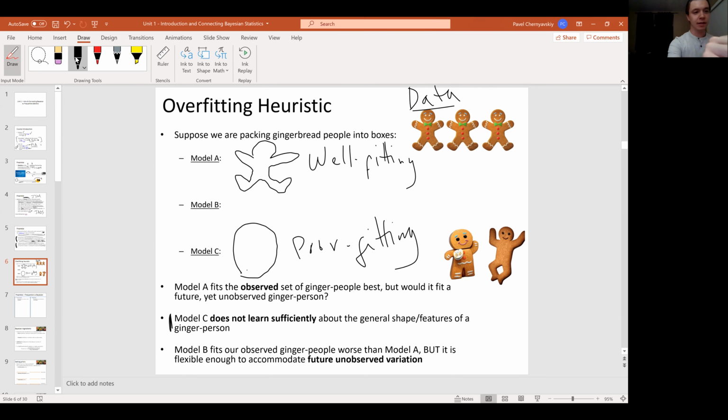Ooh, my handwriting is really deteriorating. I apologize. I'll get better with the stylus. Give me a chance, guys. Poor fitting.